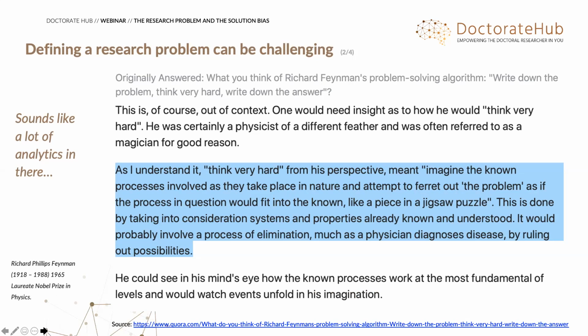As I understand it, think very hard from his perspective meant imagine the known processes involved as they take place in nature and attempt to ferret out the problem as if the process in question would fit into the known like a piece in a jigsaw puzzle. This is done by taking into consideration systems and properties already known and understood. It would probably involve a process of elimination, much as a physician diagnoses disease by ruling out possibilities.